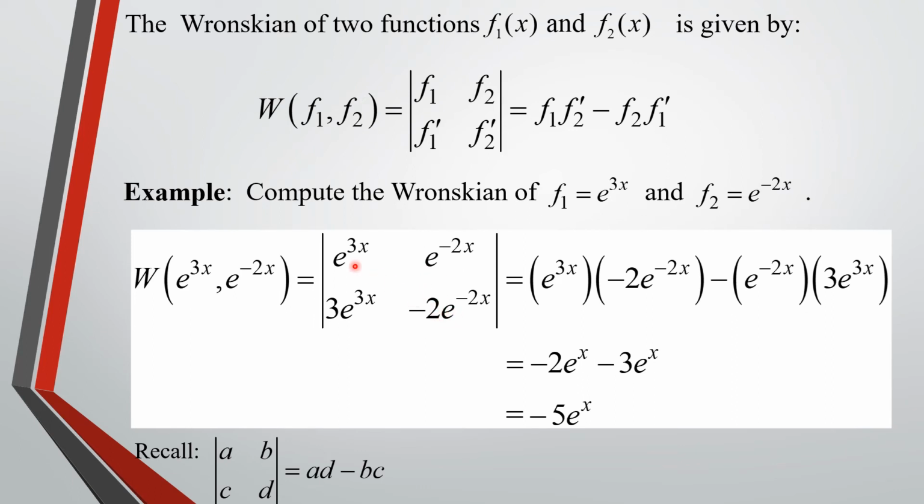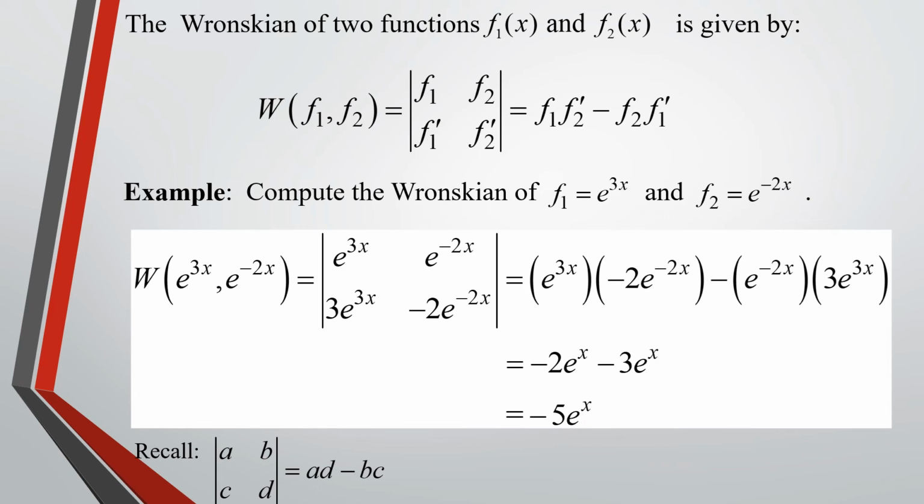Then you evaluate the determinant, get the product of A times D minus the product of B, C. So A times D, e to the 3x multiplied by negative 2e to the minus 2x, minus B times C, e to the minus 2x times 3e to the 3x. Now, when you get the product of these two, we get minus 2e to the power of x, minus the product of these two, which will give 3e to the power of x, and the Wronskian is given by negative 5e to the power of x.